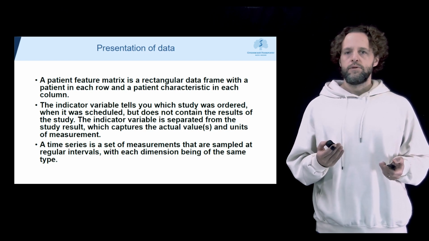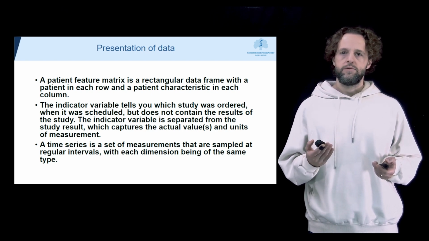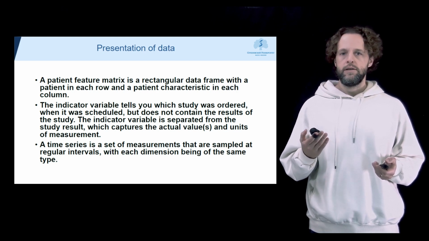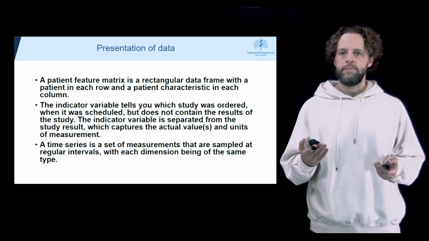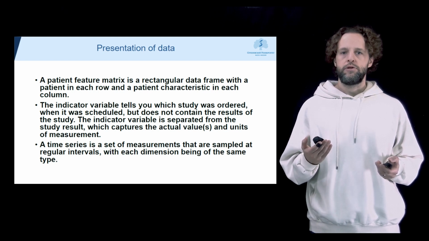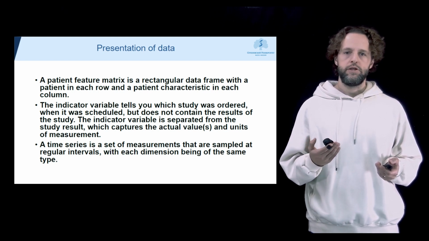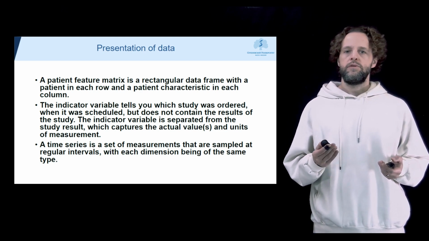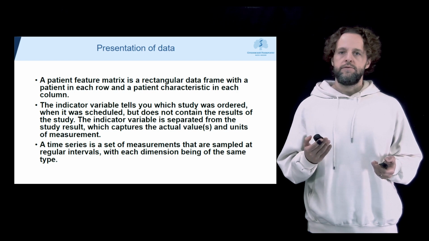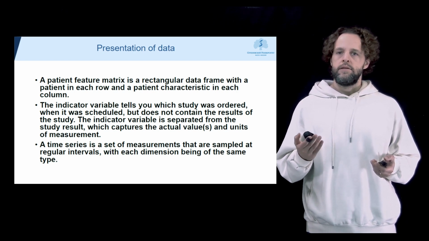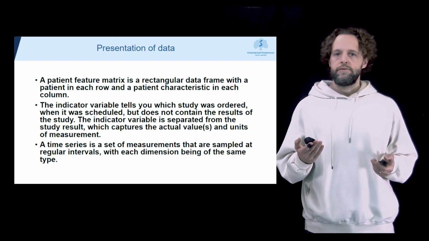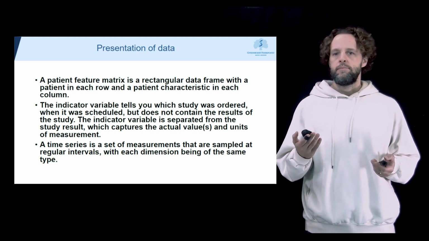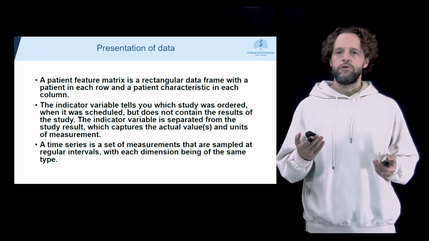Given that all processes and events of interest to us take place in time, the question arises: how do we represent time? How can we capture or encode time information in a computer representation? Let's start with a few definitions. A patient feature matrix is a rectangular data frame with a patient in each row and a patient characteristic in each column.